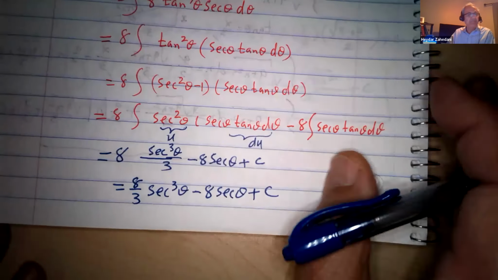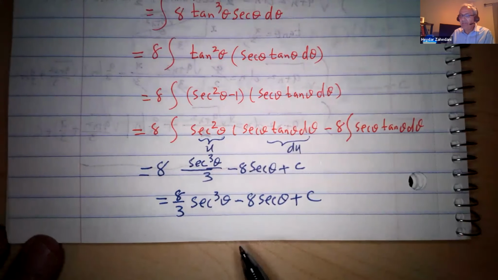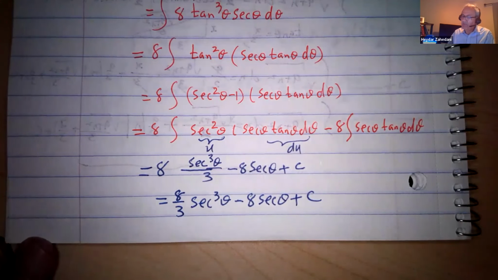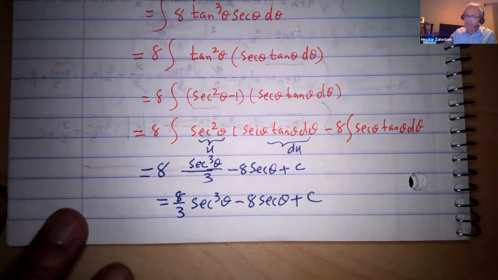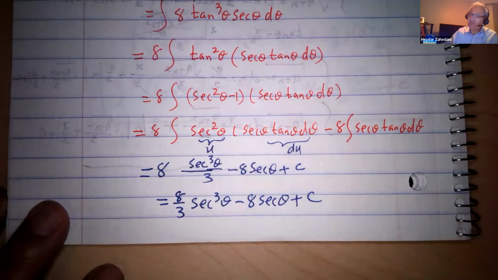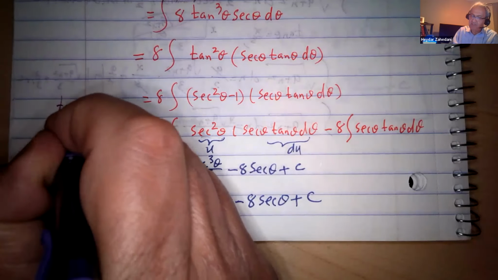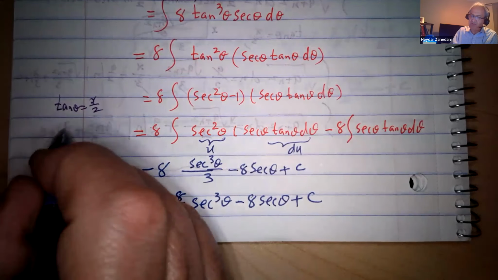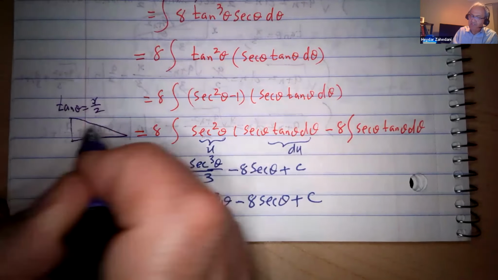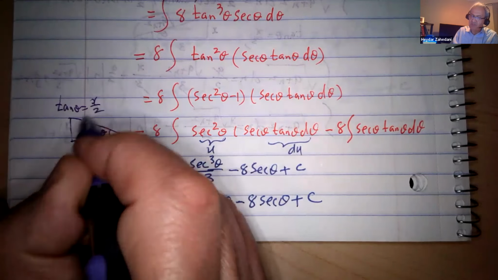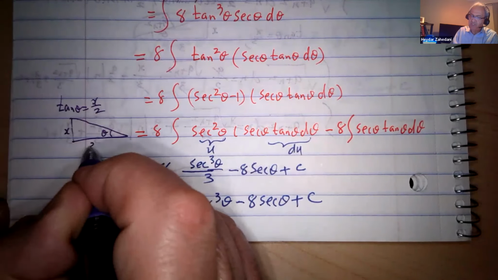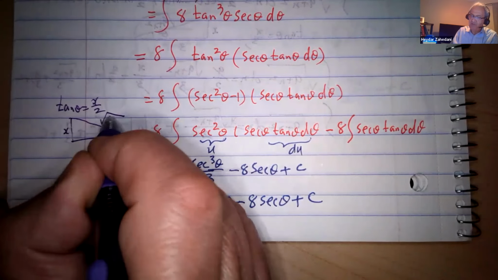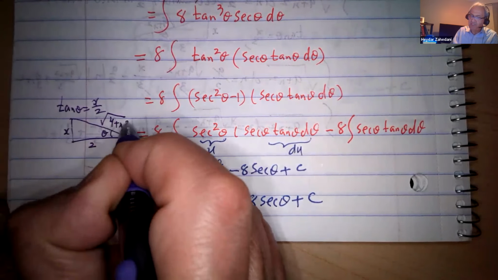Okay. Of course, you are not done. You have to substitute. You have to change it to x. So remember what you have here is the tangent of theta. Tangent of theta is x over 2. So you get the right triangle. That is going to be theta. Tangent is the opposite over adjacent. So the hypotenuse is the square root of 4 plus x squared.